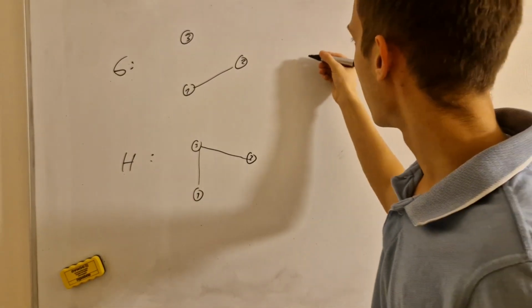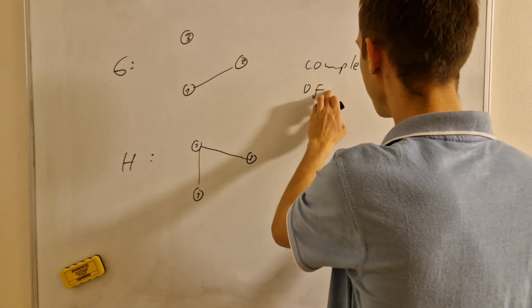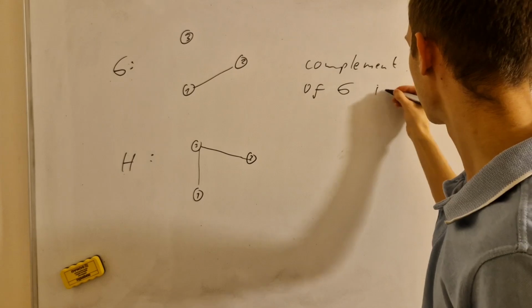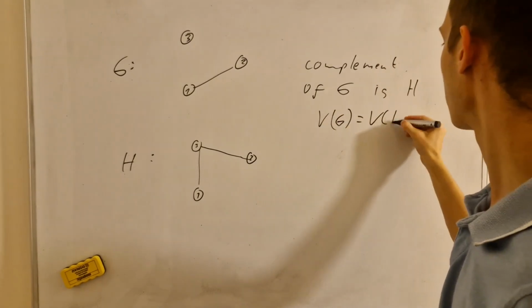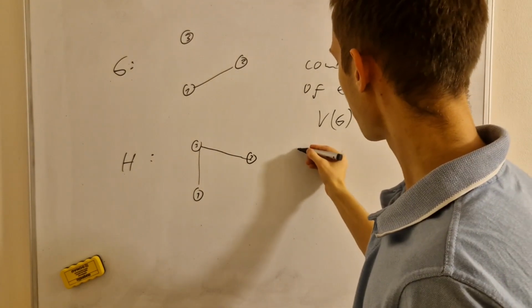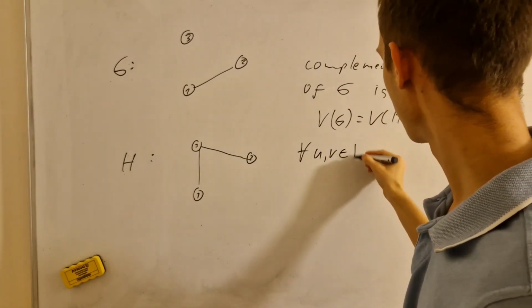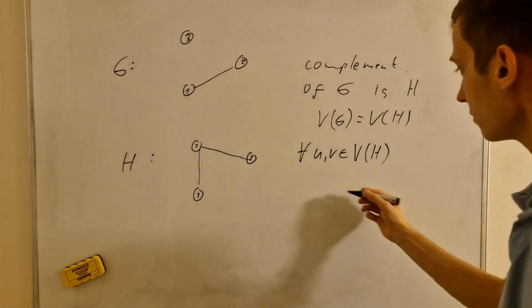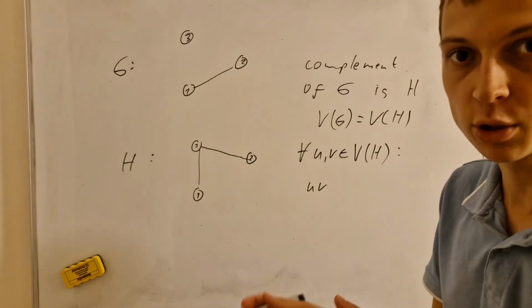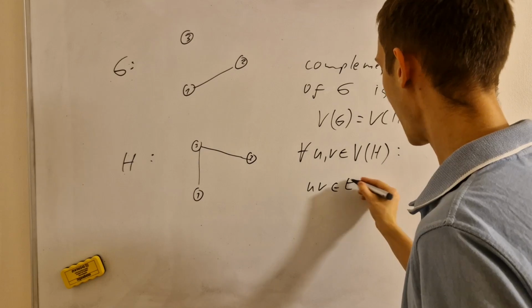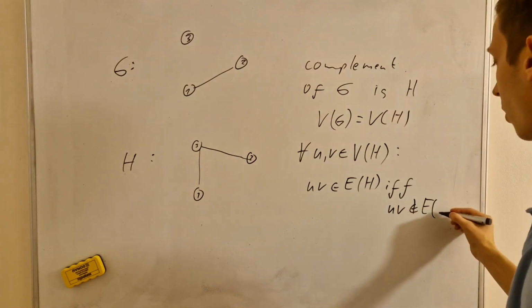Now a definition, let's say complement of graph G is graph H, and basically the vertex set of G will equal the vertex set of H. But one thing to keep in mind, for any u, v belonging to the vertex set of H, so any two vertices of H, an edge between these two vertices, denoted uv, will belong to the edge set of H, if and only if it doesn't belong to the edge set of G.